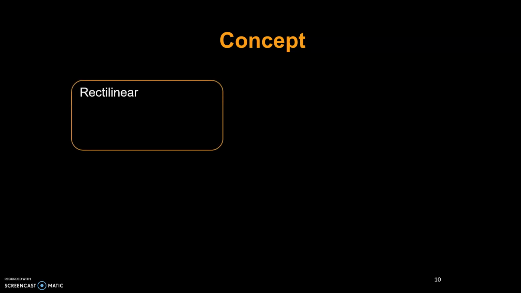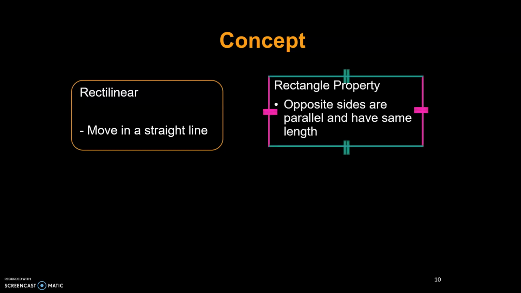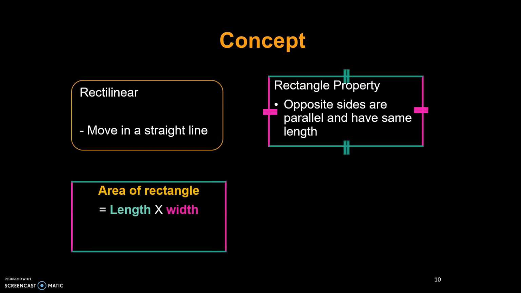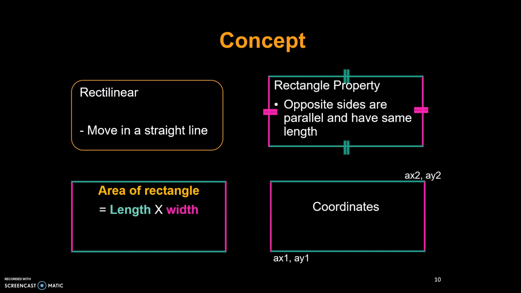So now I want to introduce you to the concepts. The first one is rectilinear. Rectilinear, linear means straight line. So rectilinear means moving in a straight line. The second one is the rectangle property. Rectangle property: opposite sides are parallel and they have the same length. The third is the area. We can calculate the area of the rectangle by multiplying the length and width of the rectangle. The fourth is just the terminology, which is coordinates. So coordinates of this rectangle are given in this format, like so: ax1, ay1, and ax2, ay2.